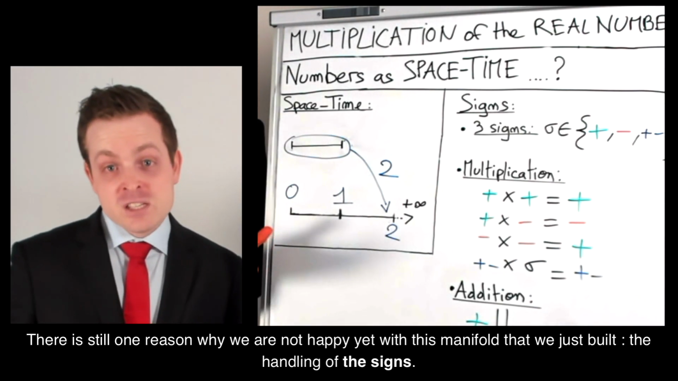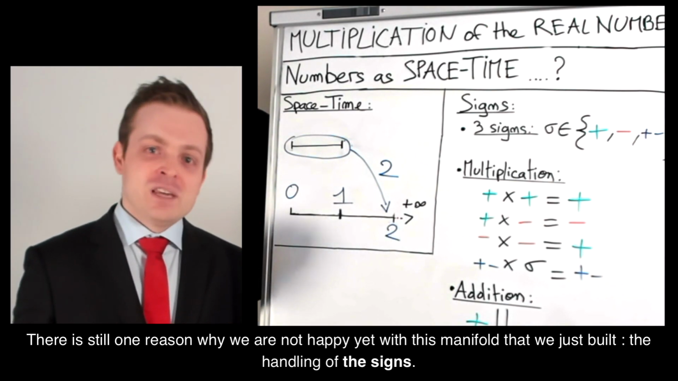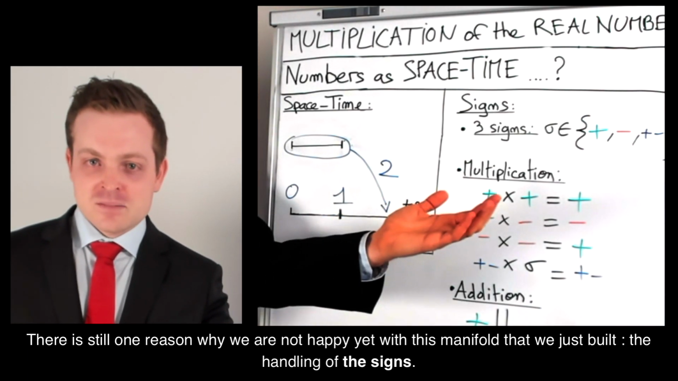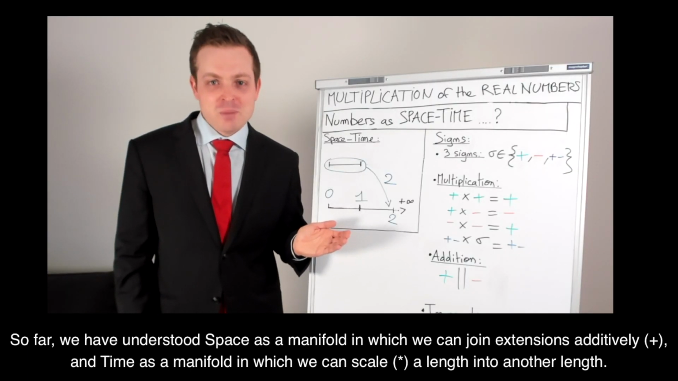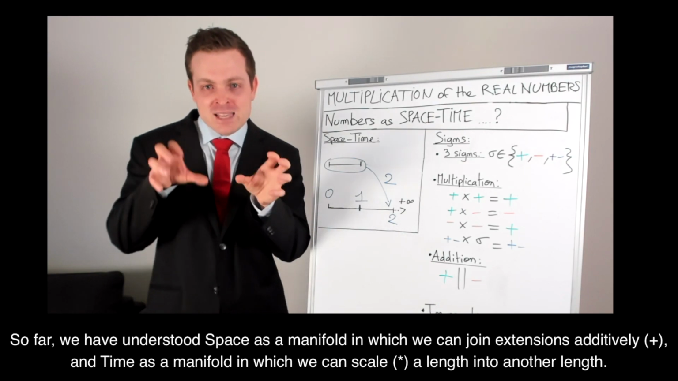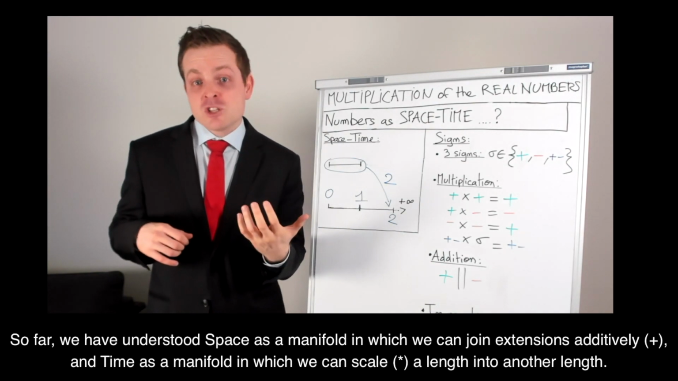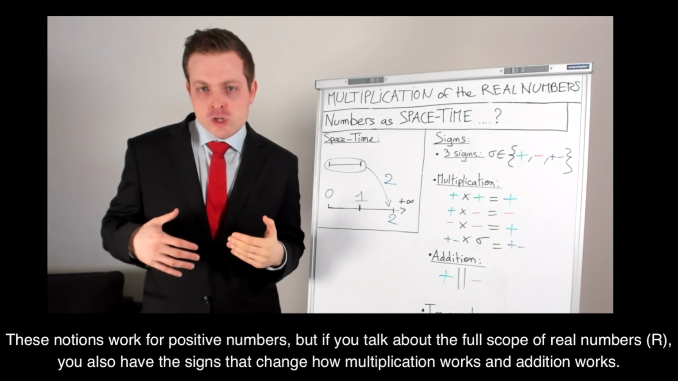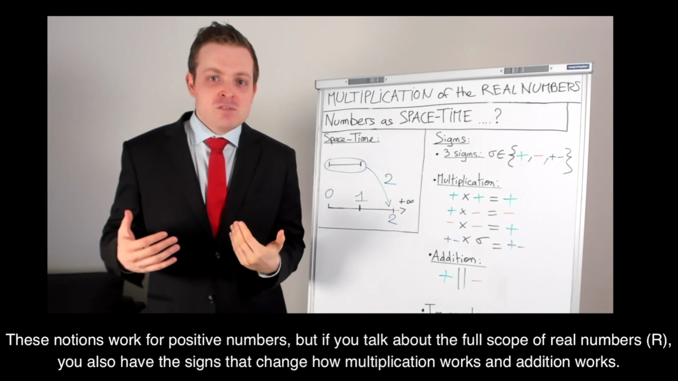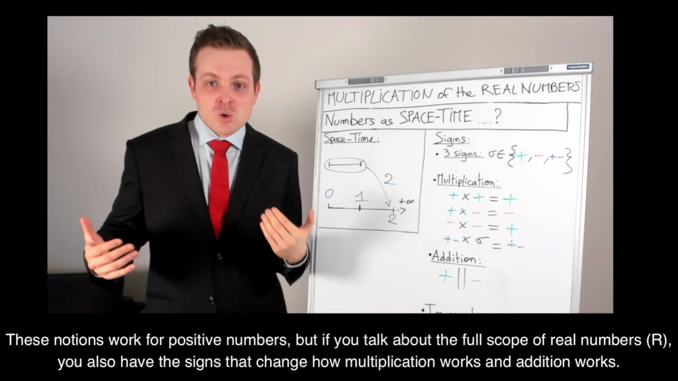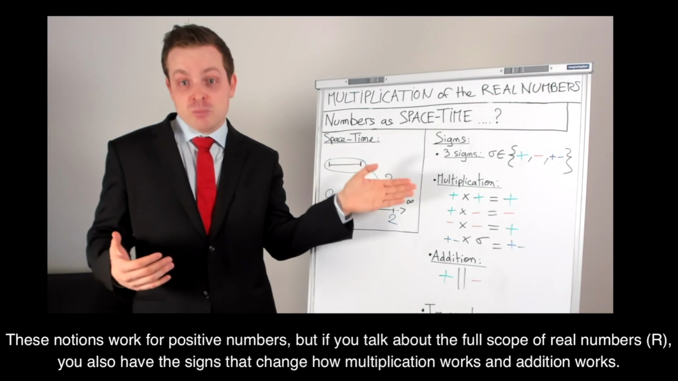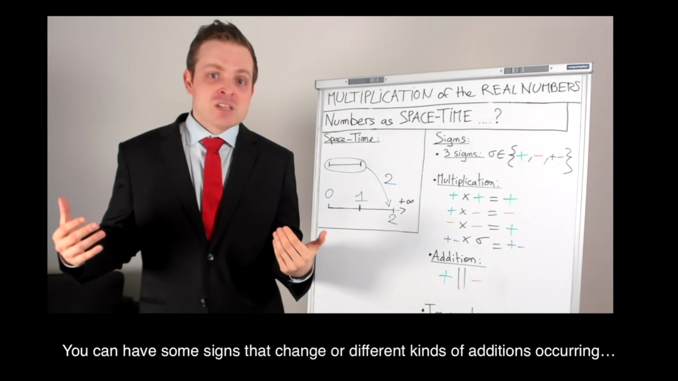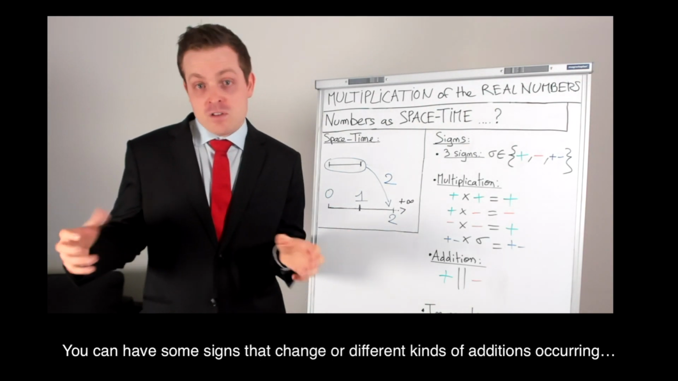There is still one reason why we are not happy yet with this manifold that we just built, and this reason is the handling of the signs. So far we have understood space as a manifold in which we can join extensions additively, and time as a manifold in which we can scale a length into another length. These notions work for positive numbers, but if you talk about the full scope of real numbers, you also have the signs that change how multiplication or addition works, because you can have some sign that changes, or a different kind of addition occurring.